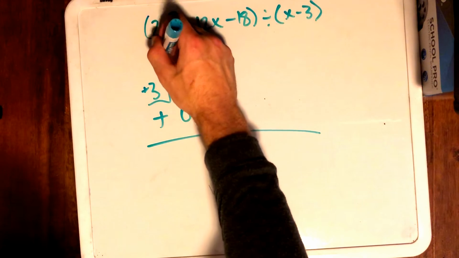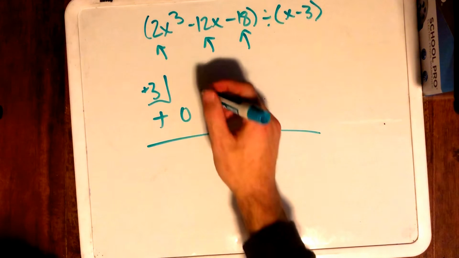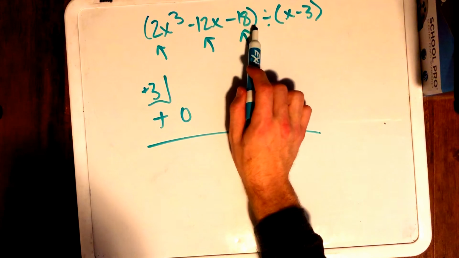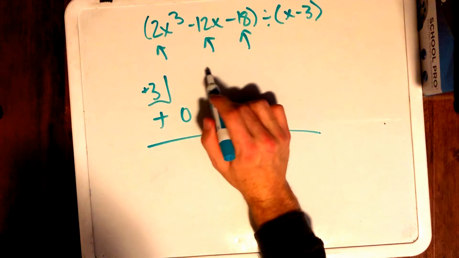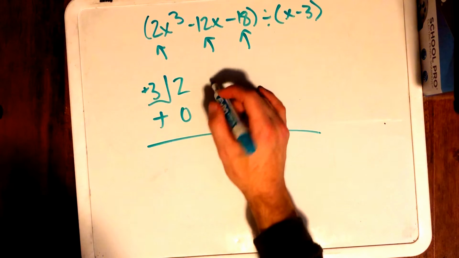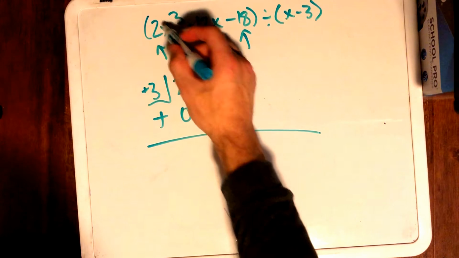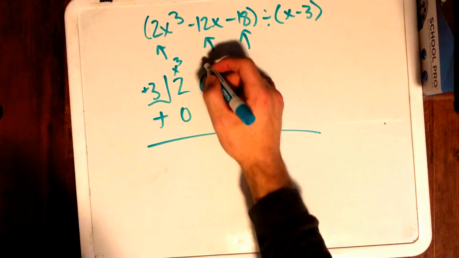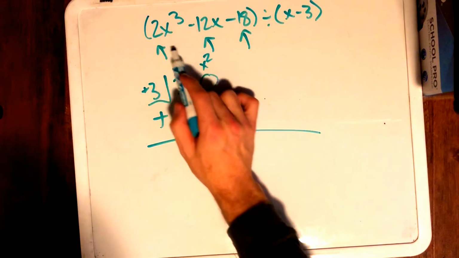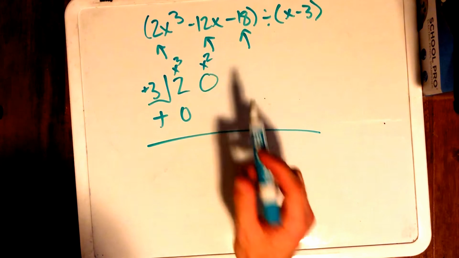Now, this is where it gets a little tricky. We're going to take our coefficients, just like we did last time. But you'll notice we have an x cubed, we have an x, and we have a constant, a term without an x. So we'll write our 2 just like normal. That's our first one, from our 2x cubed. But we need to leave a column for our x squared. If we look at our dividend, there's no x squared term anywhere. That means we need to put a 0 in this column for our x squared.